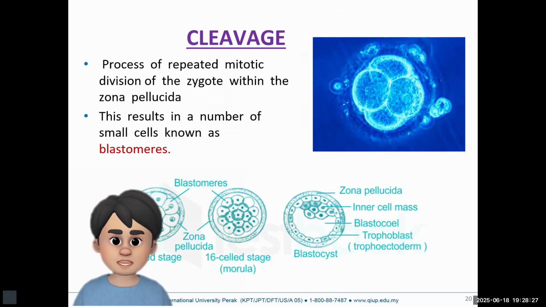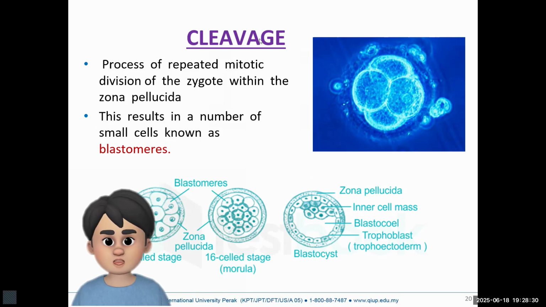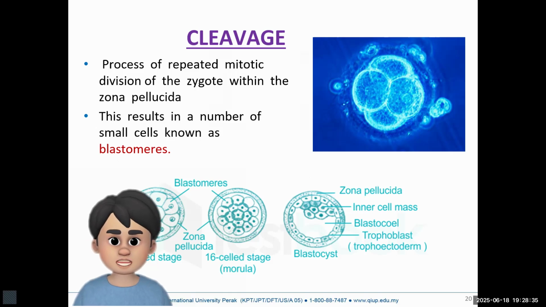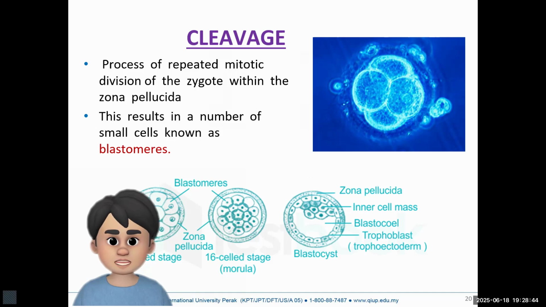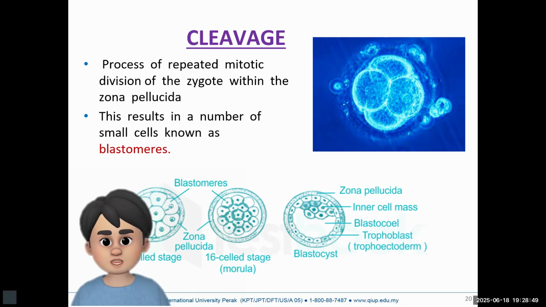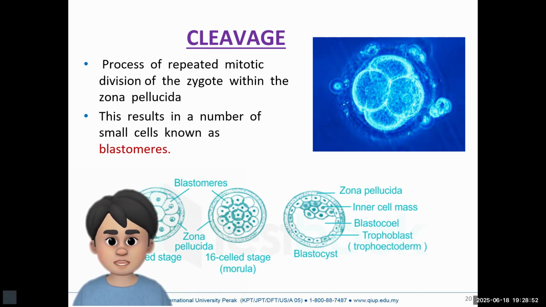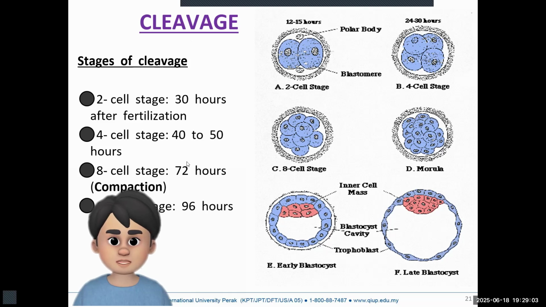Cleavage. You need to know the meaning. For every topic, write it on a piece of paper, research it, and study additionally. Cleavage is the process of repeated mitotic division of the zygote within the zona pellucida. Sometimes there's a specimen, and in the test they will ask you to identify it and write on paper. This results in a number of small cells known as blastomeres. This is the 8-cell stage, 16-cell stage, then the blastocyst. Cleavage is important if you are trying to become a medical embryologist.